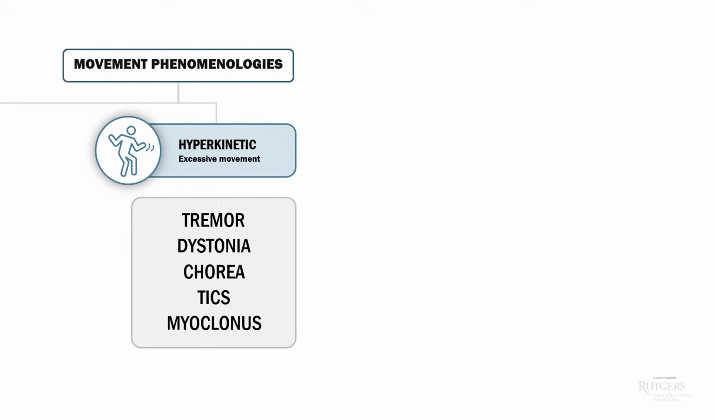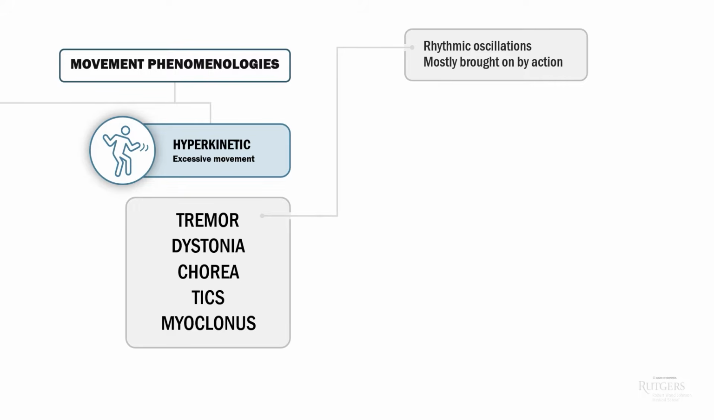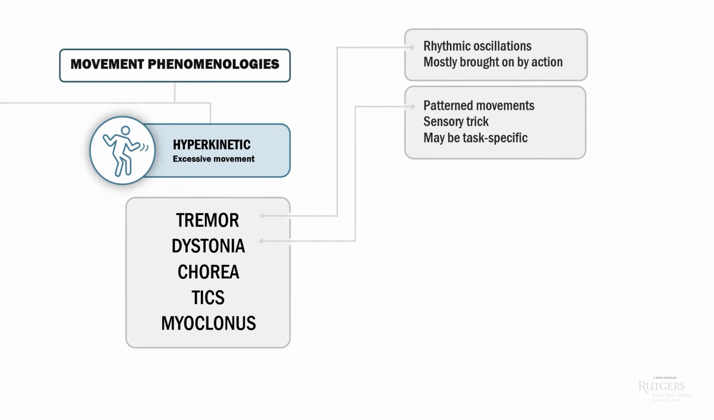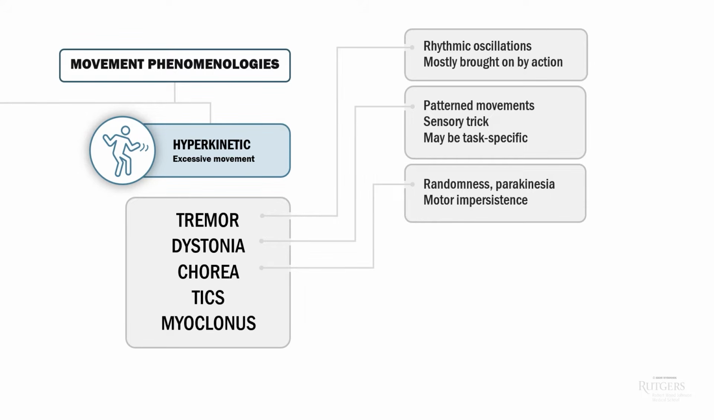Alright, let's summarize. Tremor is defined by rhythmic oscillations and is mostly brought on by action, outside of resting tremor of Parkinsonism, of course. Dystonia produces patterned, predictable movements and postures. Sensory trick may help, while action, especially certain tasks, may worsen dystonia. Movements in chorea are random, and patients often try to hide their chorea by incorporating it into their normal movements, which is called parakinesia. These random movements result in motor impersistence because they intrude on sustained purposeful motor activities, like protruding the tongue.